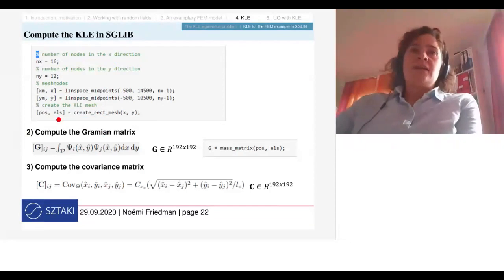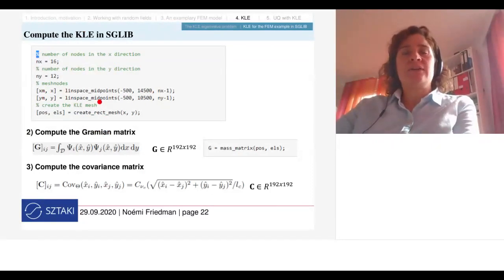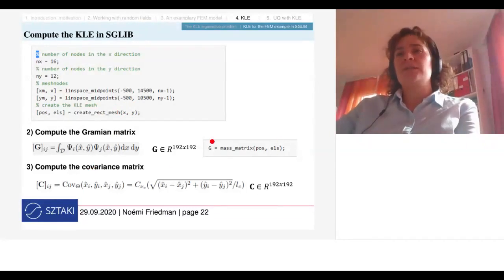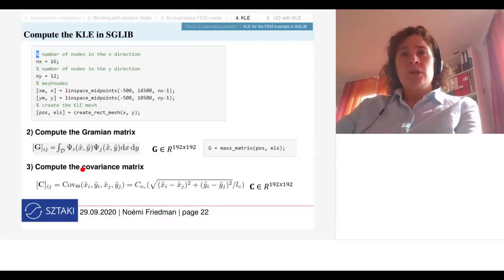Okay, this is the way I do it in SGLib. It's really just making some mesh nodes in the X direction and in the Y direction and making a rectangular mesh from it with triangular elements. And I can directly compute the mesh matrix with this inbuilt function. These are all SGLib functions, but you can also use some finite element solver to make the mesh and to compute the mesh matrix. It really depends on you.